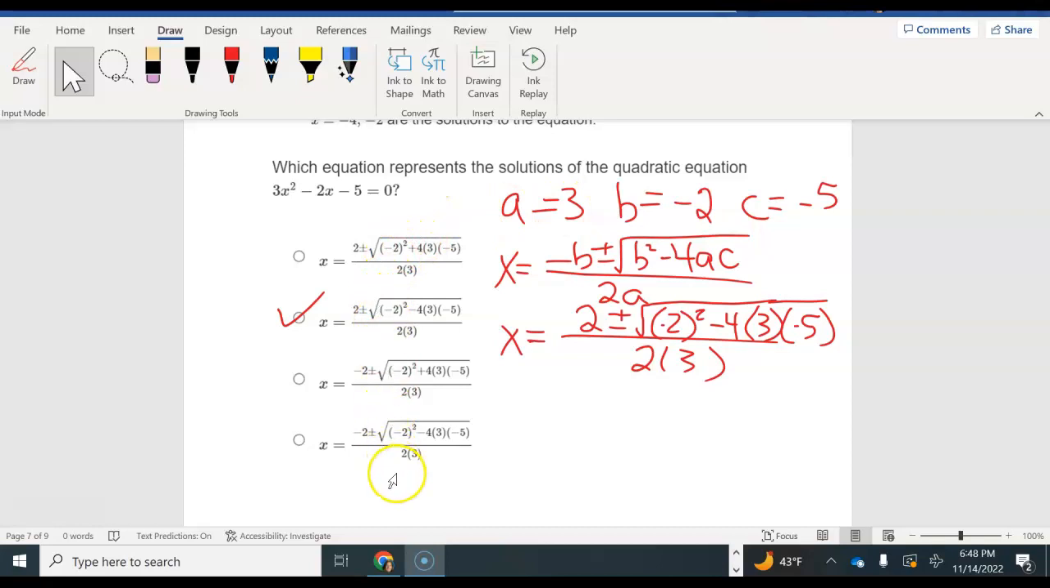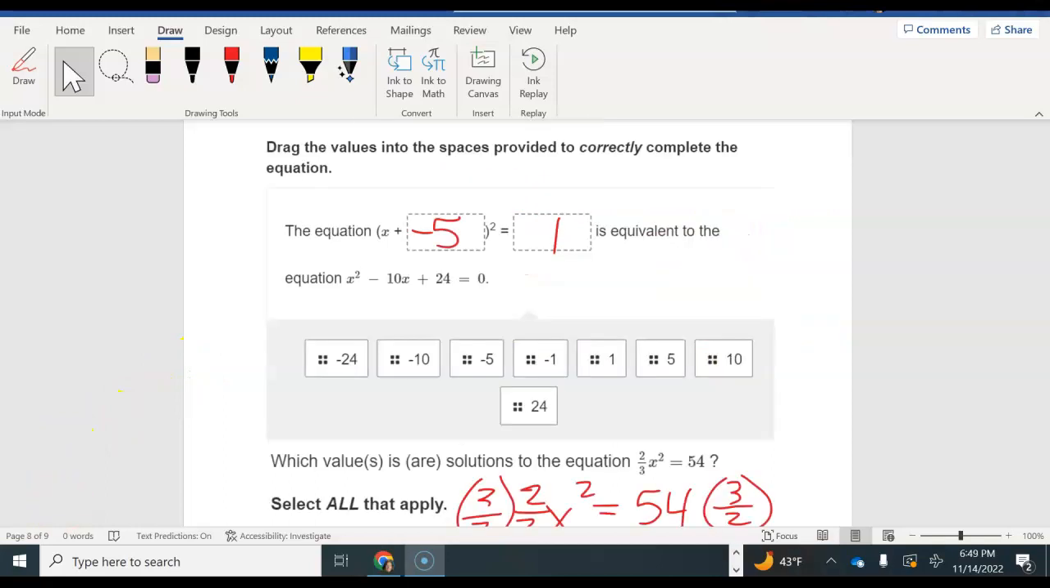So if you look down through here, they did not finish the quadratic formula. They stopped at this step by just plugging it in. So B, or the second answer, would be correct. All right, the next one says the equation x plus -5 quantity squared equals 1 is equivalent to the equation x squared minus 10x plus 24 equals 0.